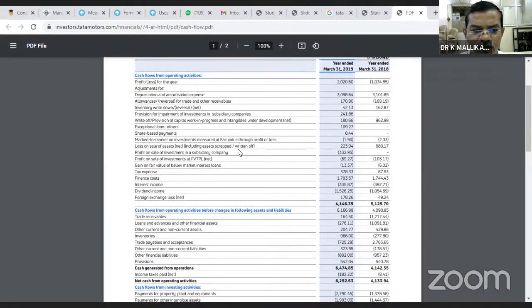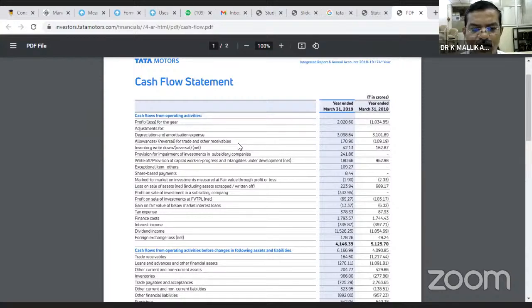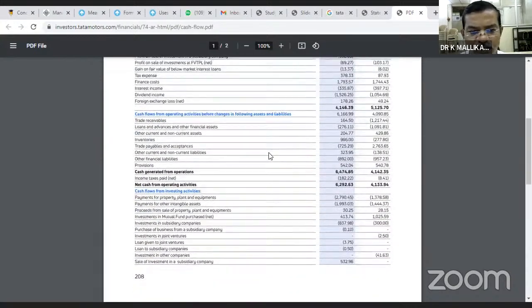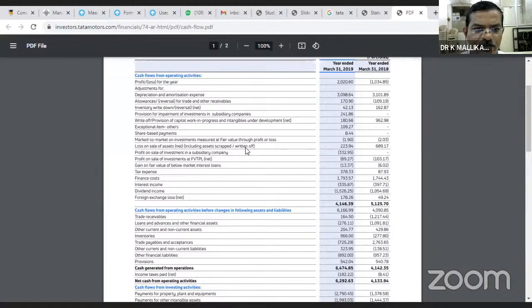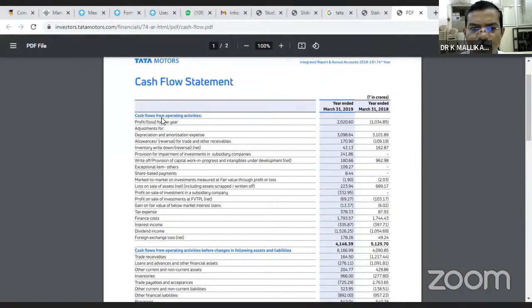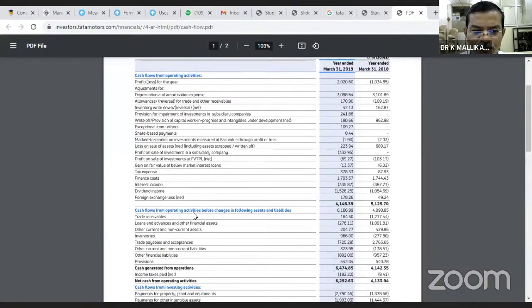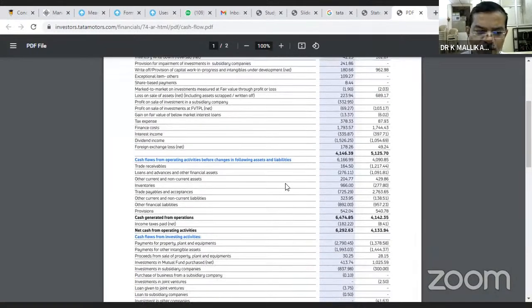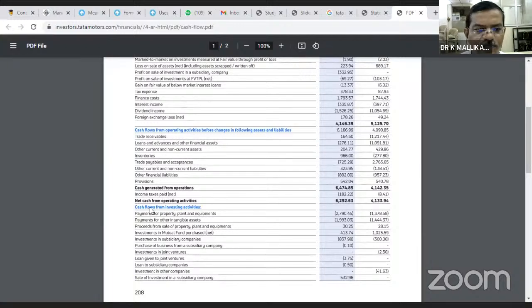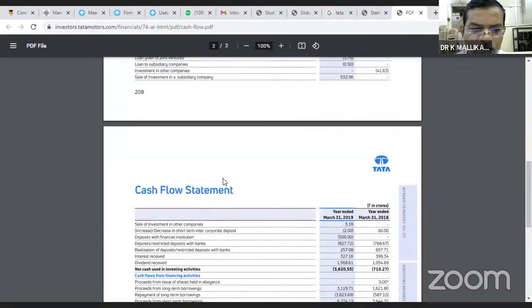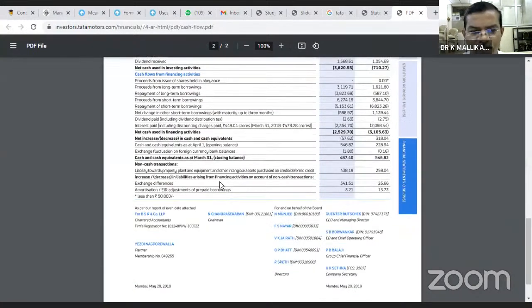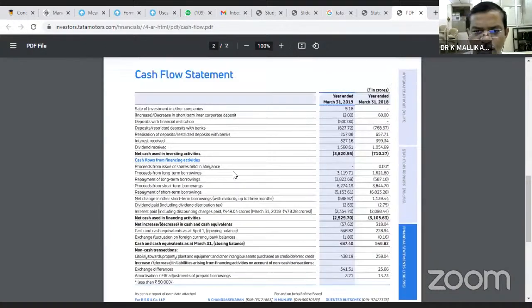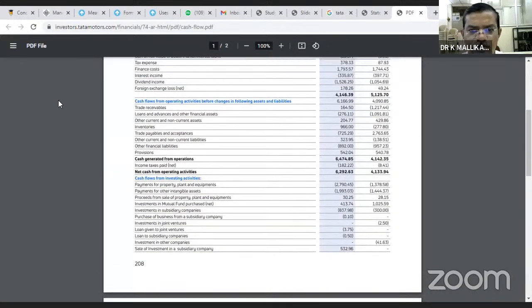So this is the cash flow statement. In the cash flow statement, all activities are categorized into three areas: cash flow from operating activities, which is before changes in the following assets and liabilities, cash flow from investing activities, and cash flow from financing activities. The totals we'll discuss in elaborate detail in upcoming sessions, right?